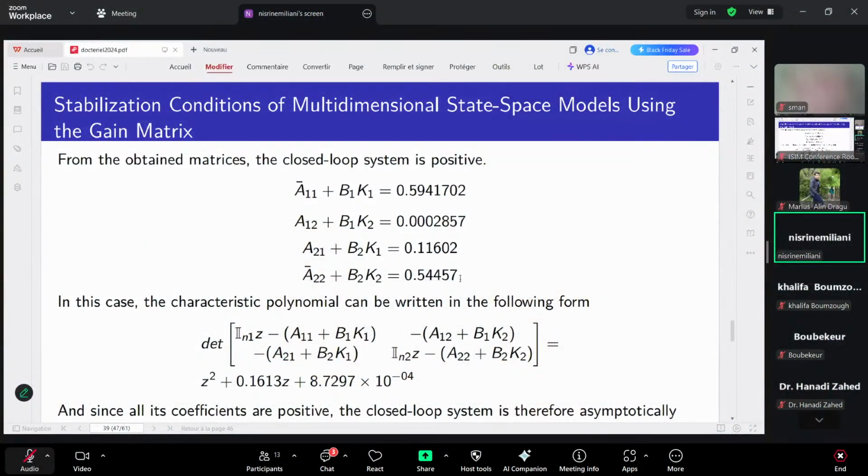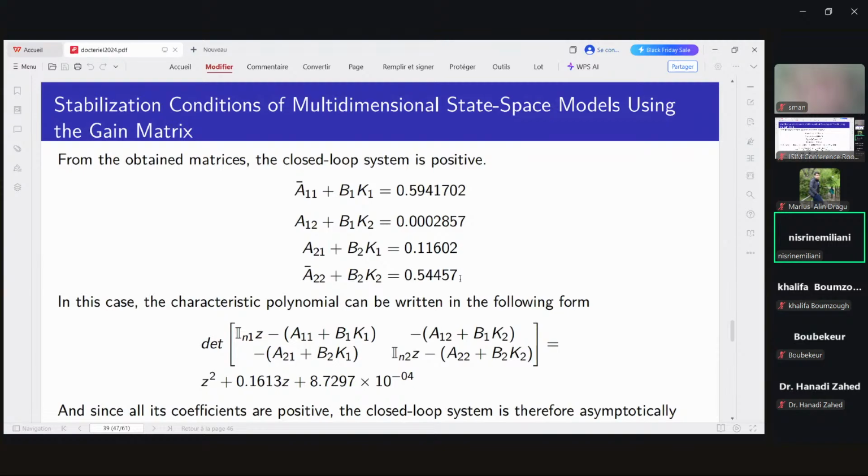And from the obtained matrix, the closed loop system is positive because every coefficient is positive. In this case, the characteristic polynomial can be written in the following form. And since all the coefficients are positive, the closed loop system is therefore asymptotically stable.